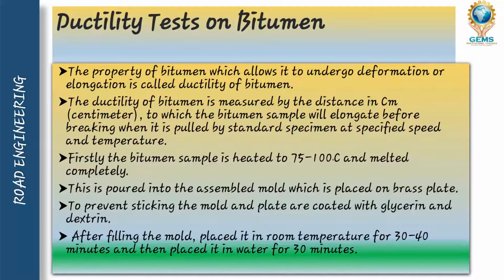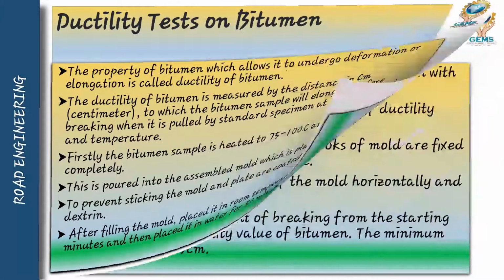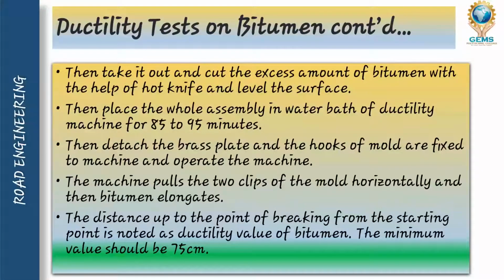After filling the mold, place it at room temperature for 30 to 40 minutes. After that, place it in water for 30 minutes to let it harden. If you place that mold in water, the molten bitumen will get harder in solid form. Then take it out and cut the excess bitumen with the help of a hot knife and level the surface.